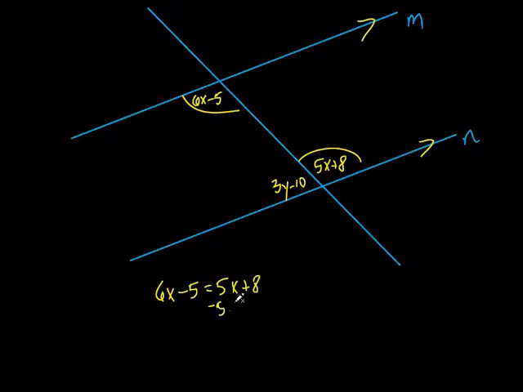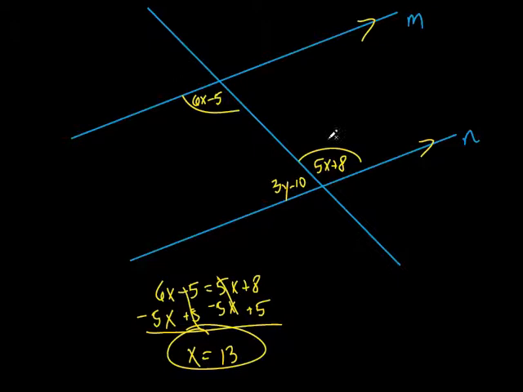We subtract 5x from both sides. That cancels out. We've done this already today. I'm not going to explain every little step. And then that cancels out. 6x minus 5x is x. 8 plus 5 is 13. And that's your answer. So x is 13. All right.